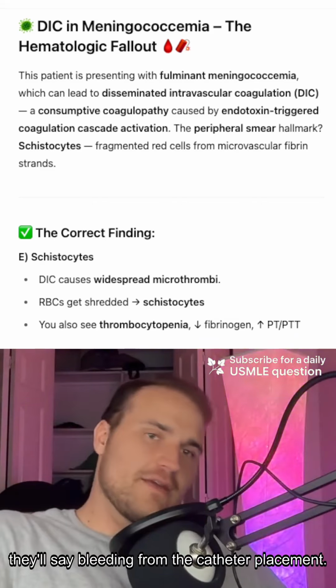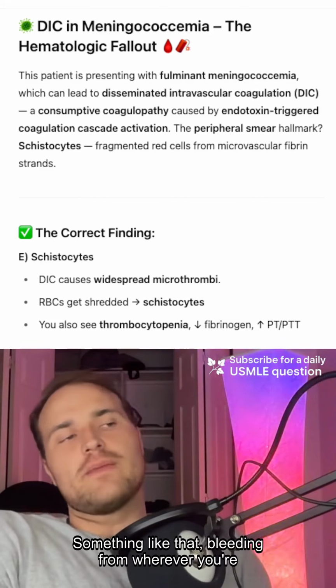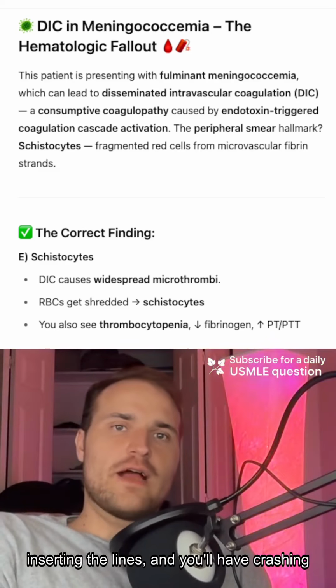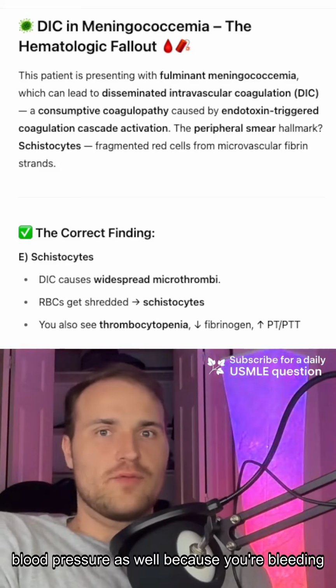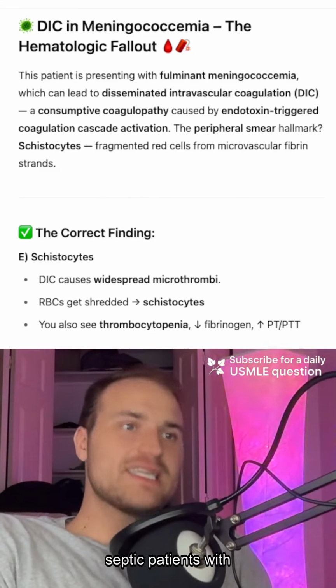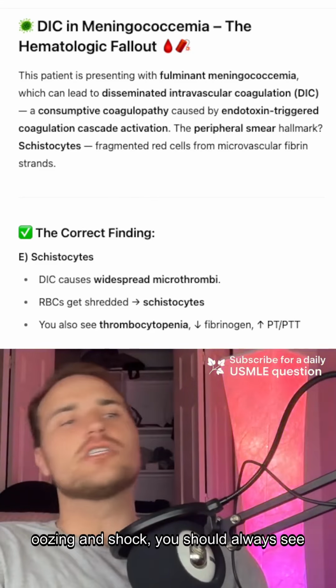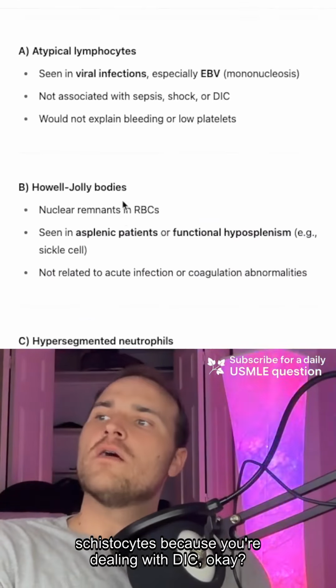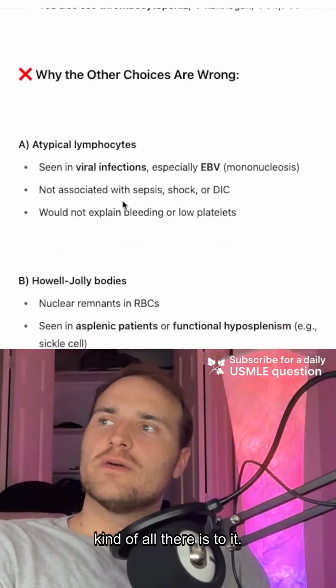So they'll say bleeding from the catheter placement or something like that, bleeding from wherever you're inserting the lines. And you'll have crashing blood pressure as well because you're bleeding all over the place. So in sick septic patients with oozing and shock, you should always see schistocytes because you're dealing with DIC, okay? So that's kind of all there is to it.